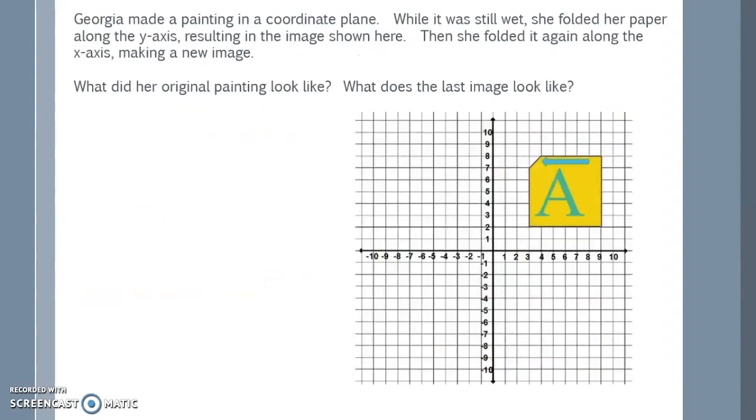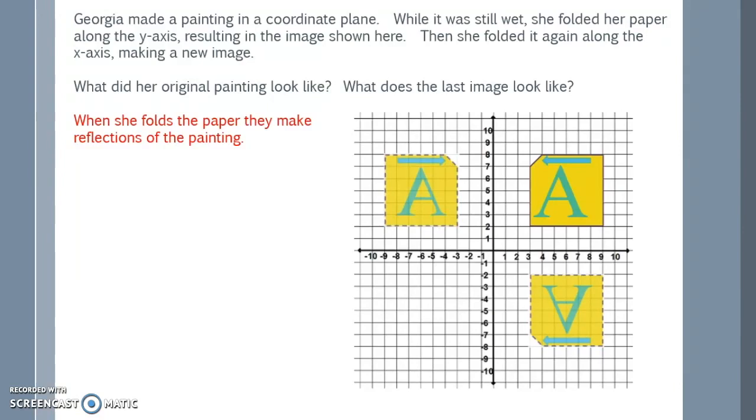Georgia made a painting in a coordinate plane. While it was still wet, she folded her paper along the y-axis, resulting in the image shown here. Then she folded it again along the x-axis, making a new image. What did her original painting look like? And what does the last image look like?